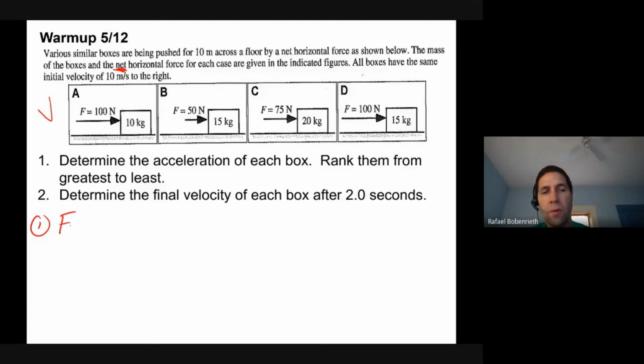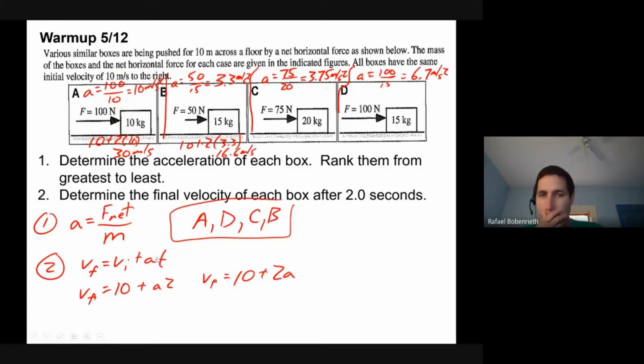Which says that net force equals mass times acceleration. So if I solve for acceleration, all I really need to do is, for each scenario, plug in the net force, which is the F value, divided by its mass, and I'll get an acceleration. So when you do that for every box and you rank them, you see the following. Notice I just did it up there at the top. You find that A is the highest acceleration, D is second, C is third, and B is last.